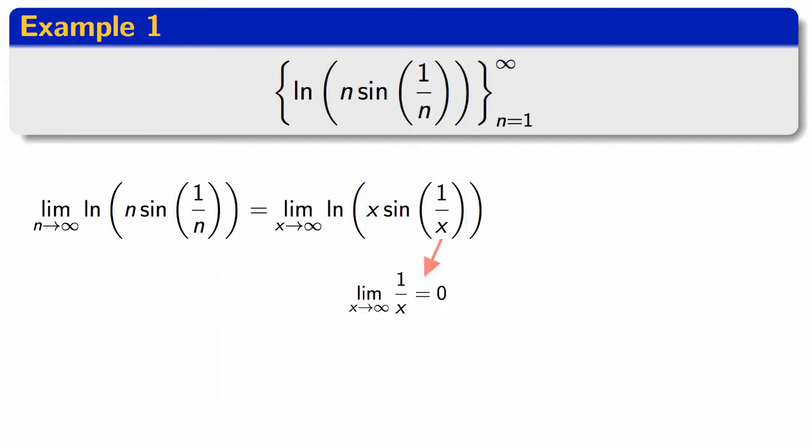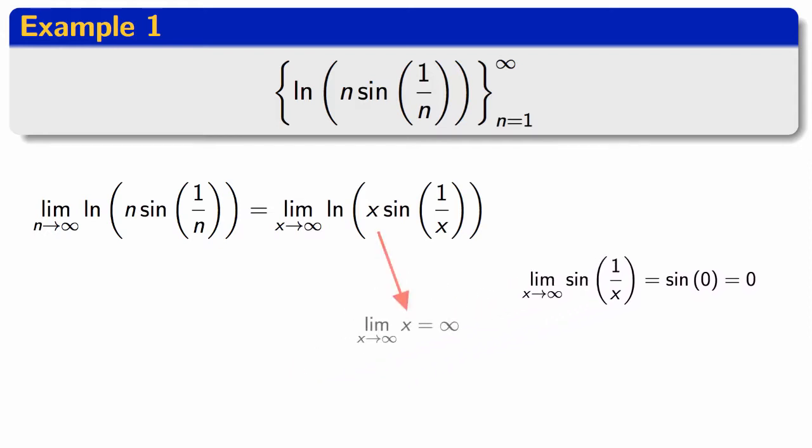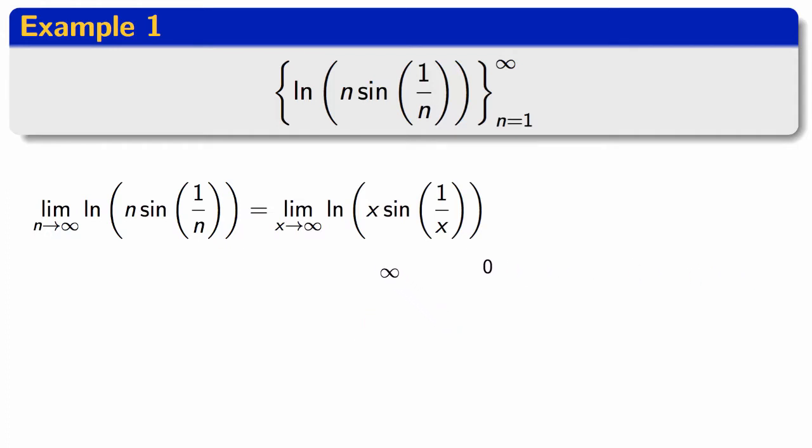So we'll start by calculating the limit of 1 over x as x goes to infinity. We've already determined that this limit is 0, which means that the limit of sine of 1 over x as x goes to infinity is equal to sine of 0, which is also 0. Of course, as x goes to infinity, x goes to infinity. So notice the inside of this larger function composition is of the form infinity times 0. This is what's known as an indeterminate form. In other words, we cannot determine this limit without doing more work.